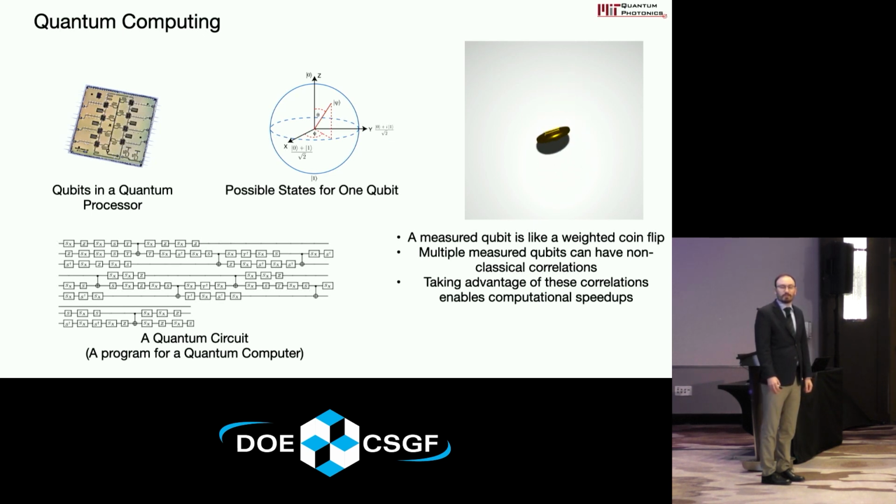In a classical computer, you have bits that are always either in a 0 or 1 state. In a quantum computer, you have qubits that are in a superposition between the 0 and 1 state. And the way these superpositions work is when you measure a qubit, you get a 0 or a 1 with some probability, like a weighted coin flip. But when you measure multiple qubits at the same time, these coin flips have correlations between them that can't be explained by classical statistics. And that is the quantum part of a quantum computer. And in manipulating those correlations, that's how you can take advantage of the quantum effects to gain a speed up.